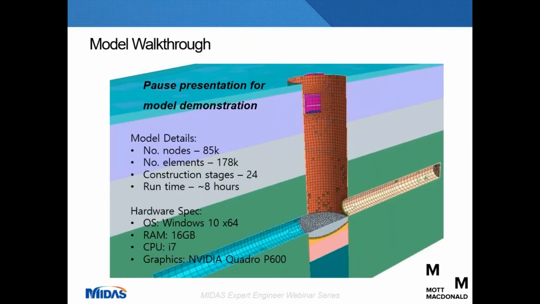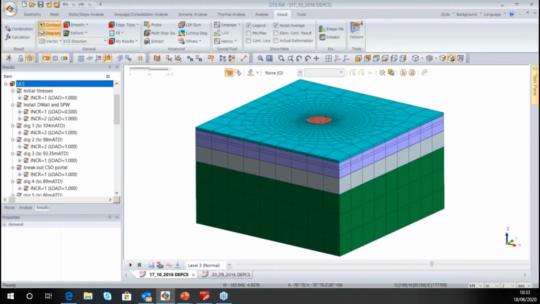I'll now pause the presentation so I can walk you through the model and various aspects of the software. There's some details there about the model itself in terms of size, number of construction stages that were modelled, the runtime, and also the specification of the machine that it was run on. So it's a fairly large model, taking about 8 hours to run. So hopefully, if I just click there, that's going to show up on your screen. Yep, okay.